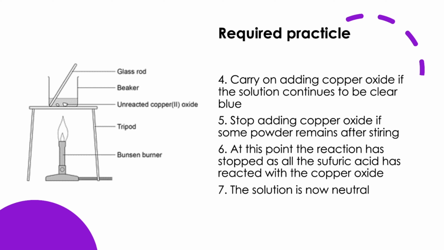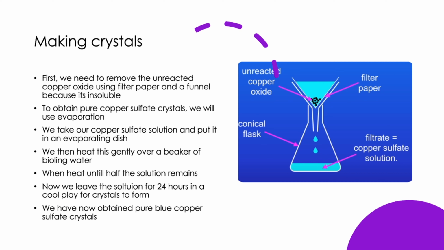At this point, the reaction has stopped as all the sulfuric acid has reacted with the copper oxide. The solution is now neutral. So now we need to make pure crystals out of the solution. So first we need to remove the unreacted copper oxide using filter paper and a funnel. This is because it's insoluble.